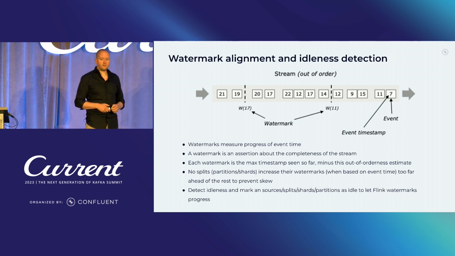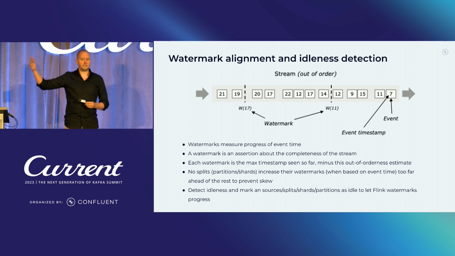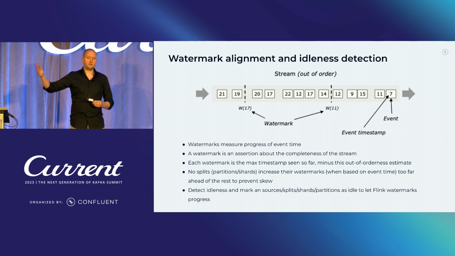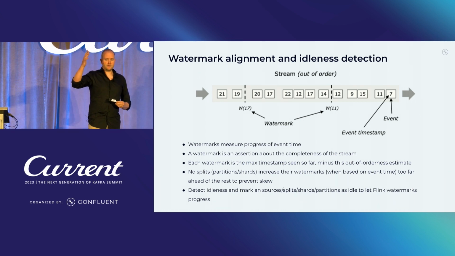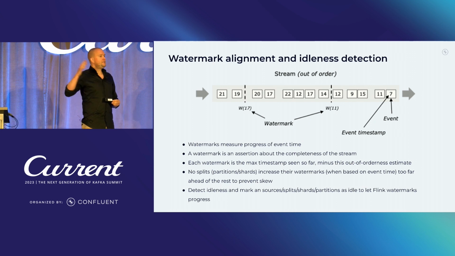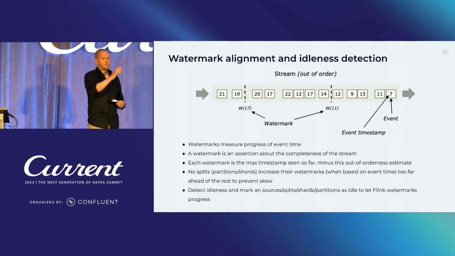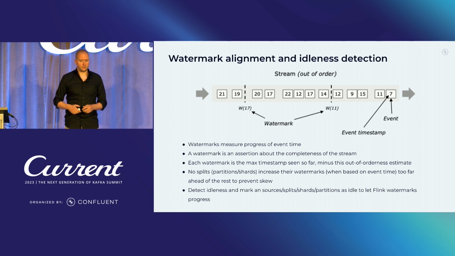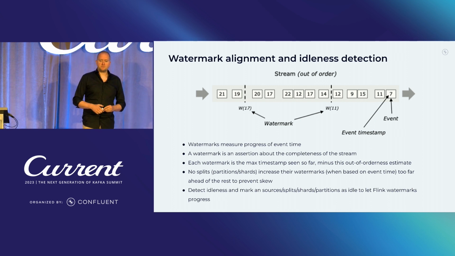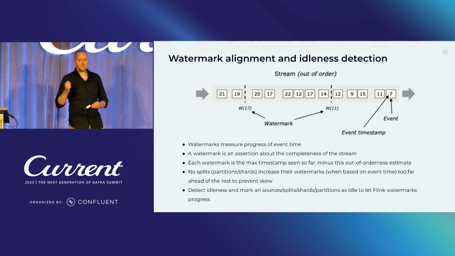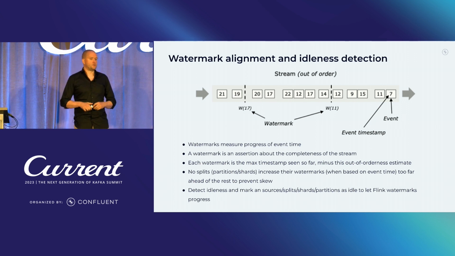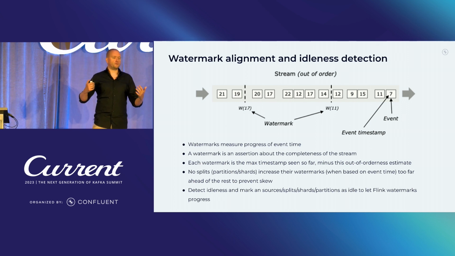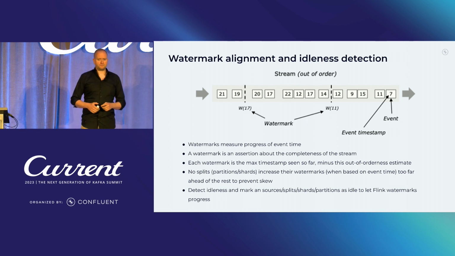If you look at the diagram, you start on the right, you see that there's an event coming in. It has a time of 7. The next one that is coming in is 11. You have 15, 9, 12. You see that it's not properly ordered. That's because this stream is out of order. Now, a watermark is the maximum timestamp that has been seen so far, minus an out-of-orderness estimate. So you can say how much out of order the data is allowed to be.